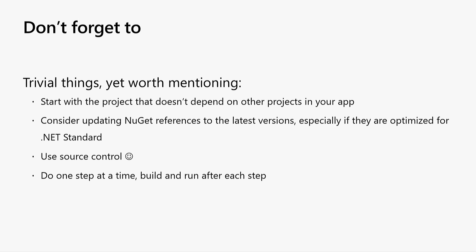Use source control, or at least have a safe copy of your initial version of your application that you know works. A migration requires editing your project file, and at some point, you might want to go and consult with the initial working version. And if something goes wrong, you need to have a safe copy to go back to. And of course, do one step at a time, build and run. If something fails, you will know for sure what exactly caused that failure.